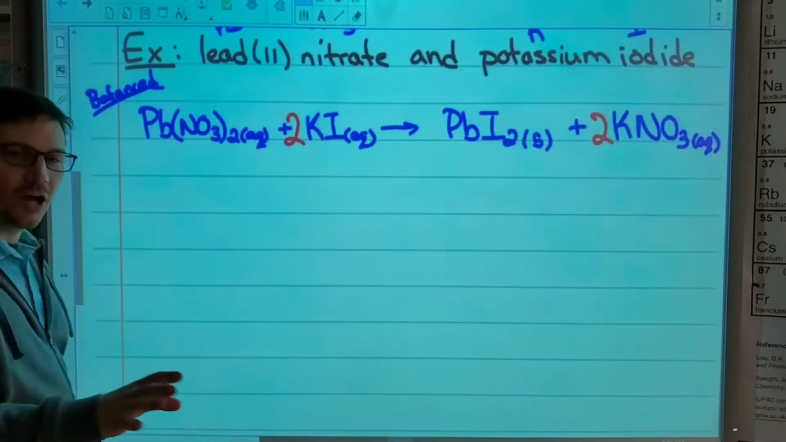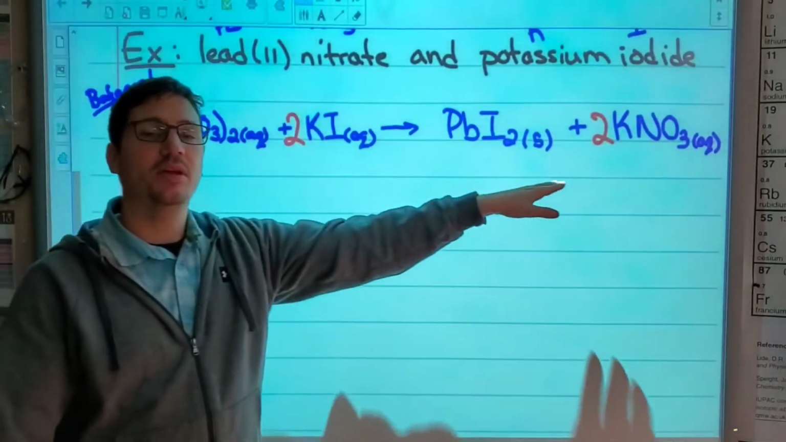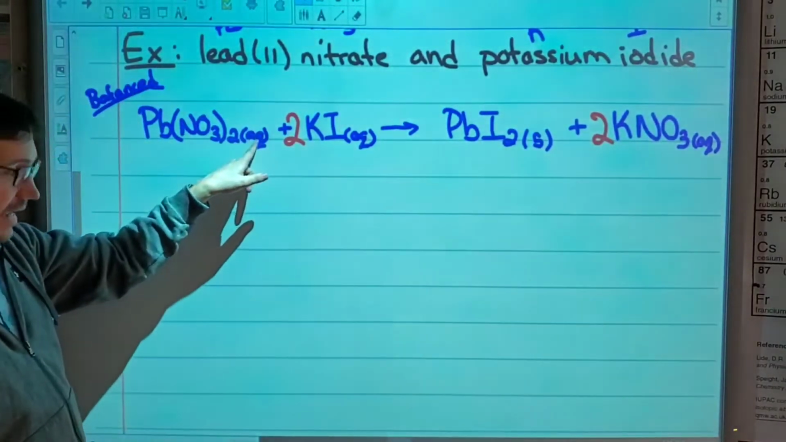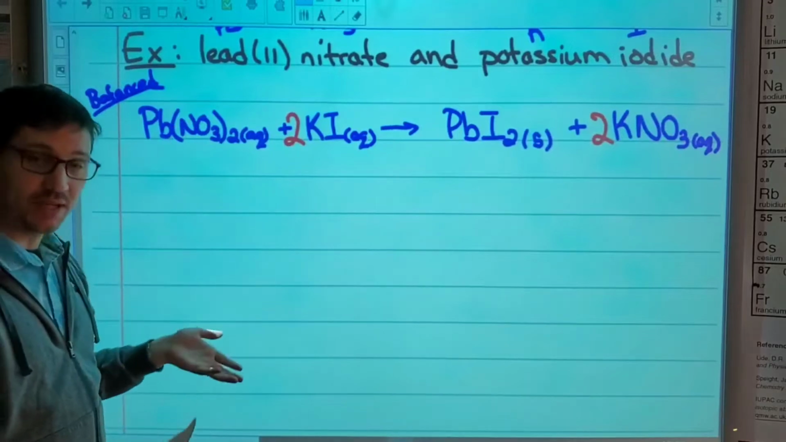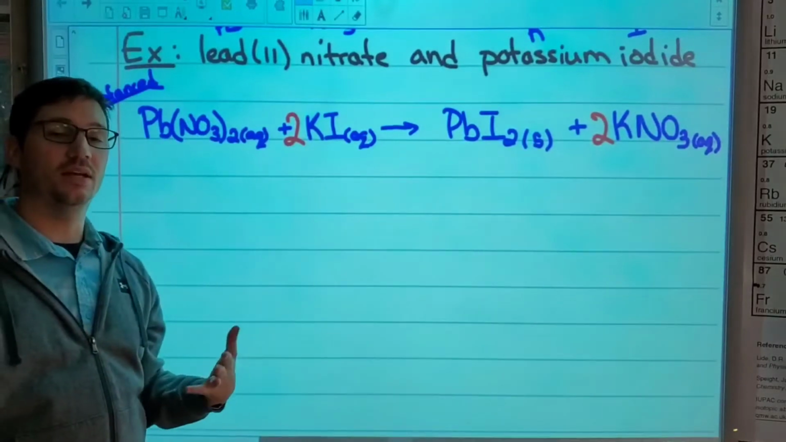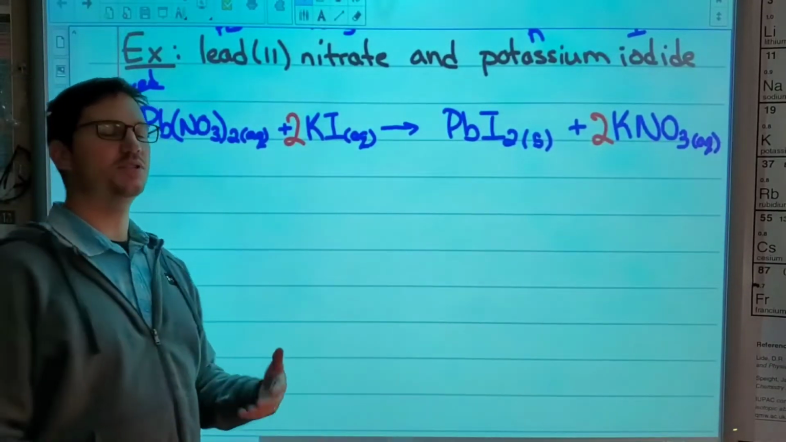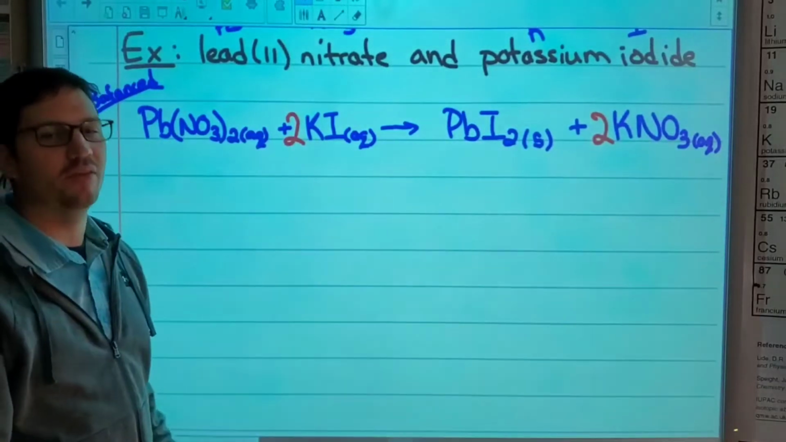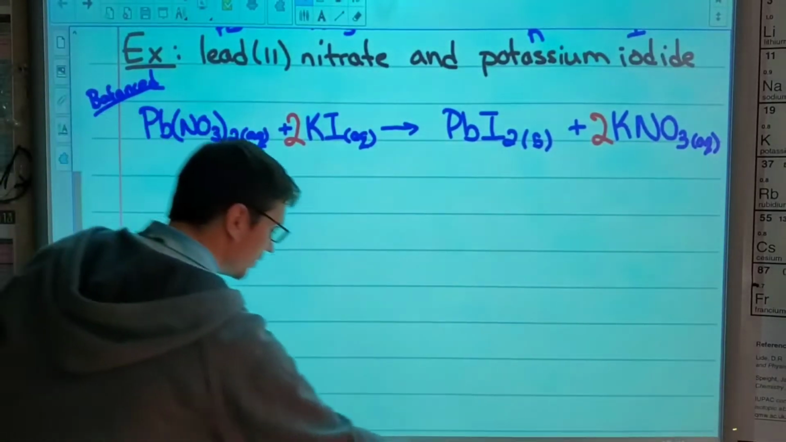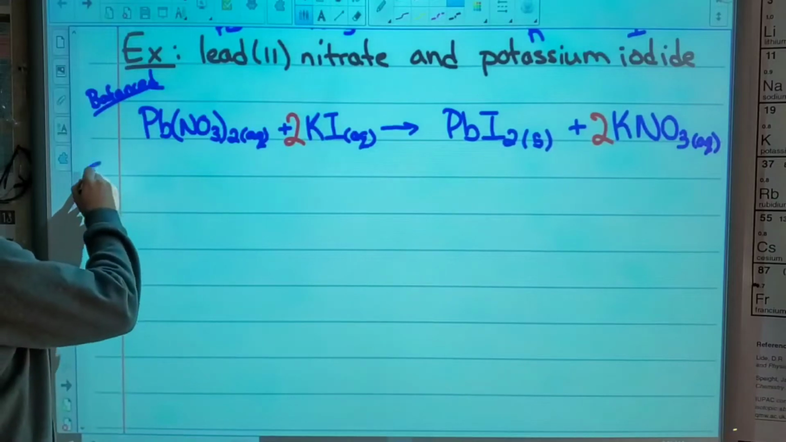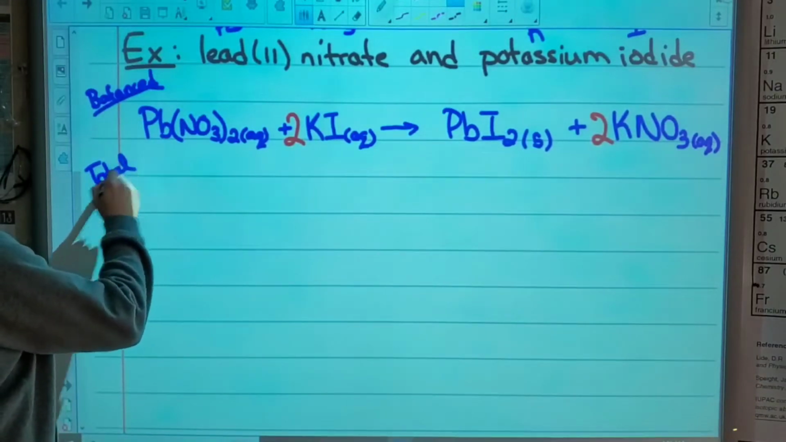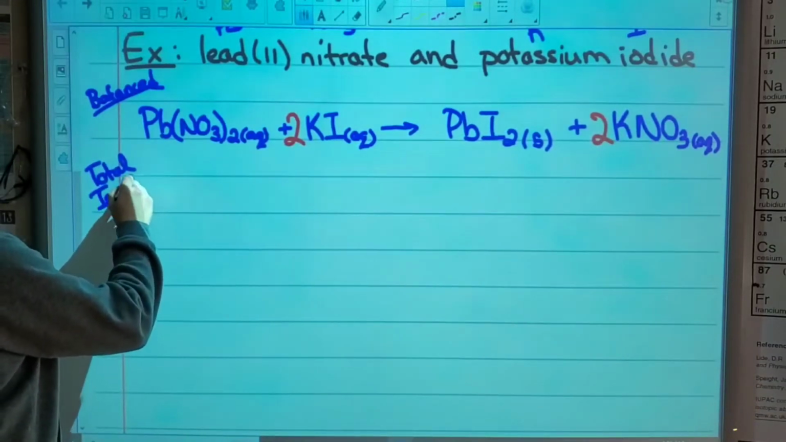Well, any ionic compound at this point in time, any ionic compound that's aqueous, you will split it up. So dissociate it. We're not going to write a dissociation equation, but we're going to show the products of it being dissociated. So now we're going to show what we call a total ionic reaction.